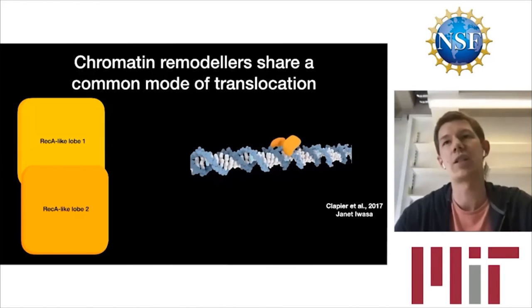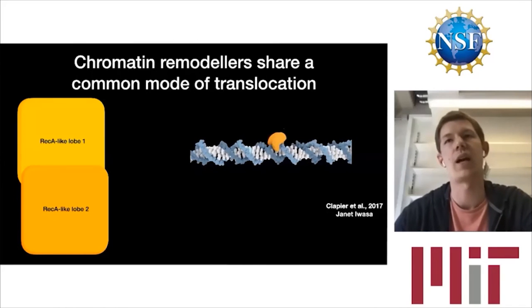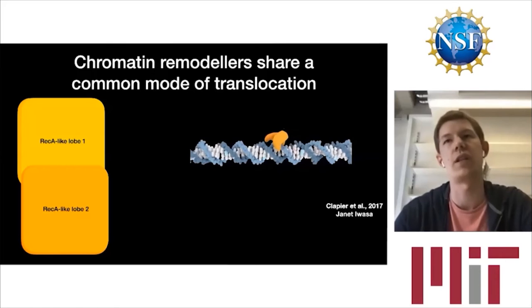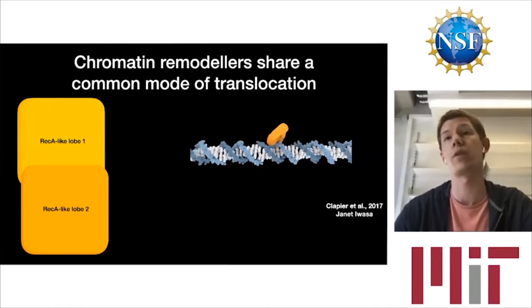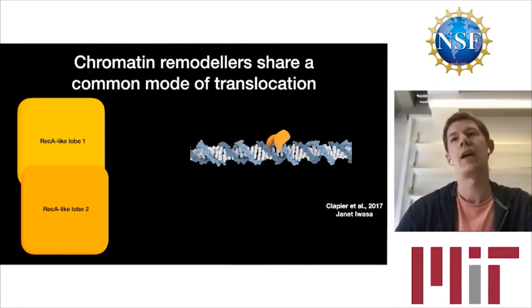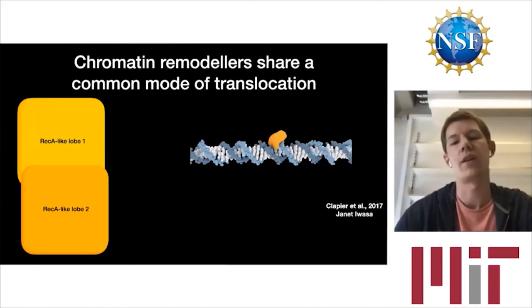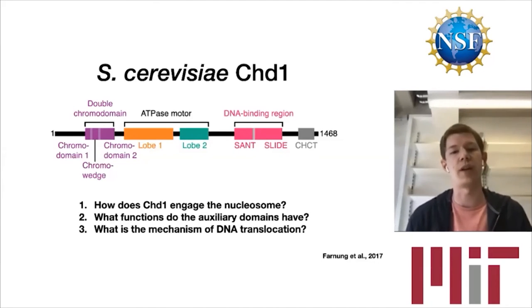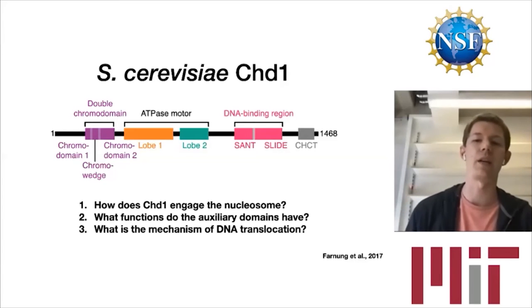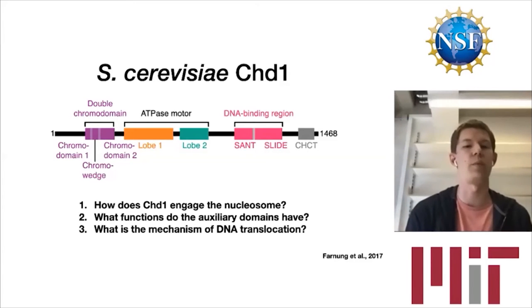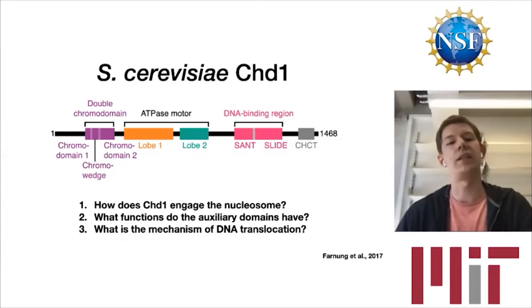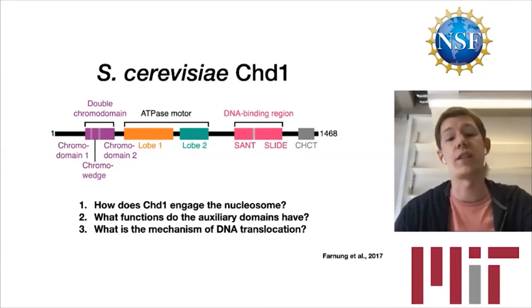So I specifically wanted to understand at a mechanistic level how these chromatin remodelers work. And the most approachable target at the time was the CHD family of remodelers, because most of its members are single subunit chromatin remodelers. And in the yeast Saccharomyces cerevisiae, there is actually only one member, Chd1. And Chd1 has this very modular domain architecture with a centrally located ATPase motor around which regulatory domains are arranged. Namely, there is a double chromodomain at the N-terminus and a DNA binding region consisting of a SANT and a SLIDE domain on the C-terminus.